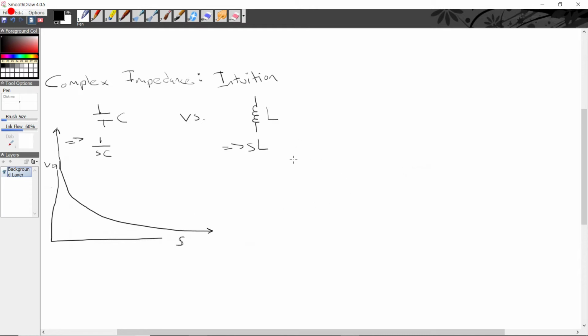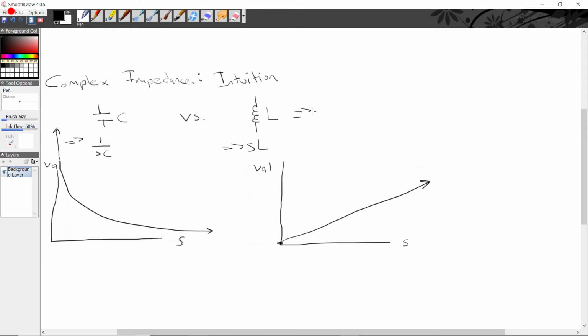So now let's take a look at the inductor. For the inductor, let's draw the axes. We're going to use S again, and we're just going to use value because it's just an arbitrary L Henry inductor. So at 0 frequency, we have 0 impedance, and we go up linearly as frequency increases. And so this also makes sense because at 0 frequency, an inductor just looks like a wire.